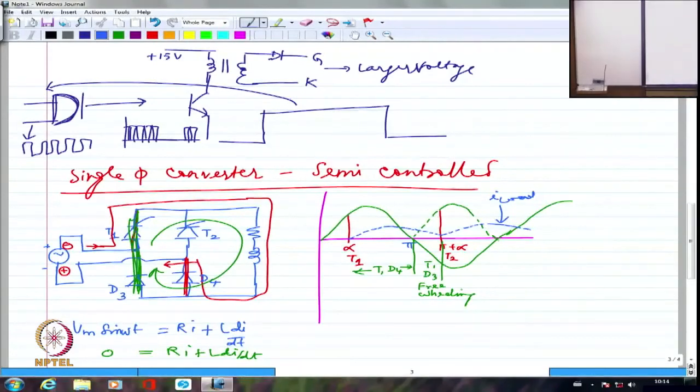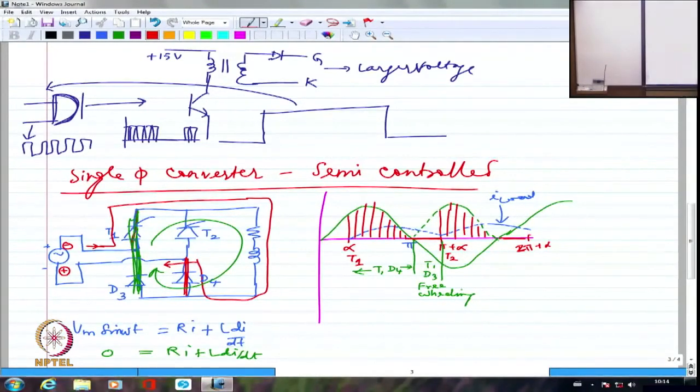Now if I try to draw the load voltage, until here I am going to have the load voltage coming up like this completely. But the moment the short circuiting happens, I will have 0 voltage. Again I will have this voltage appearing, and again 0 voltage until 2 pi plus alpha. Whatever I have shown here is the load voltage without any negative portion. There will not be any negative portion as far as the load side is concerned.